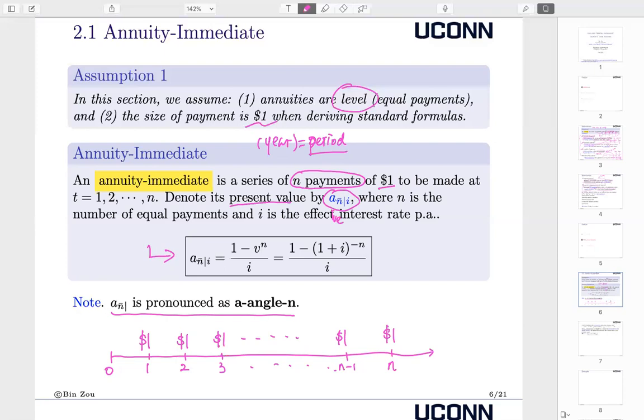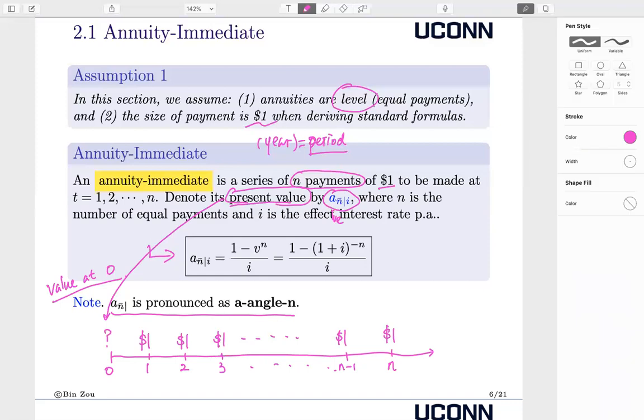I want to know how much this series of payments is worth at time 0. So present value really refers to the value at 0. So this is the value at 0. That's what we call a present value in chapter 2. So how can you calculate the present value? Right, so obviously we will do discounting, right? In order to go from future to present, we discount.